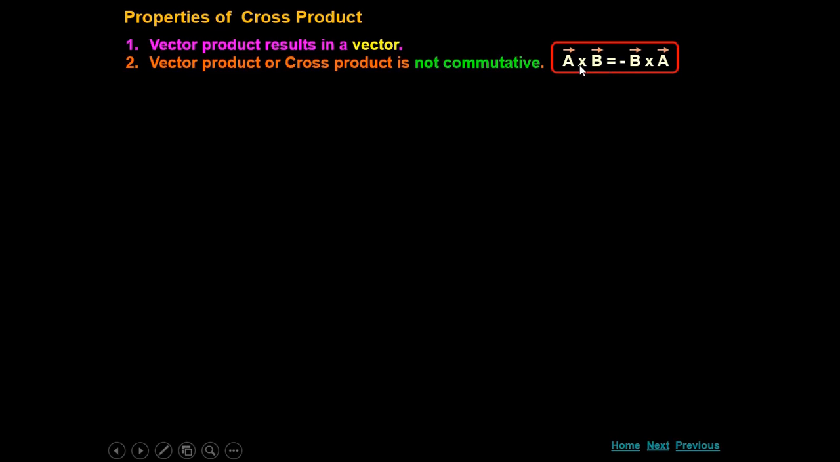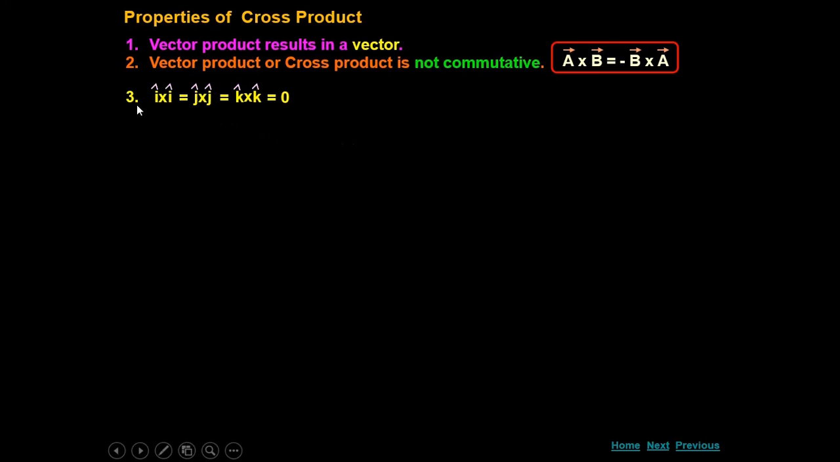It is just because if you take a cross b, the resultant vector is along the positive z axis in the upward direction. If you take b cross a, then the resultant vector should be in the downward direction. The resultant vector for a cross b is in the upward direction. The resultant vector for b cross a should be along the negative z axis in the downward direction. So that direction is different. That is the reason a cross b is not equal to b cross a. A cross b equals minus b cross a.